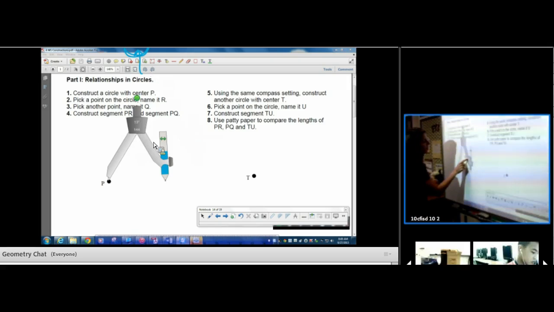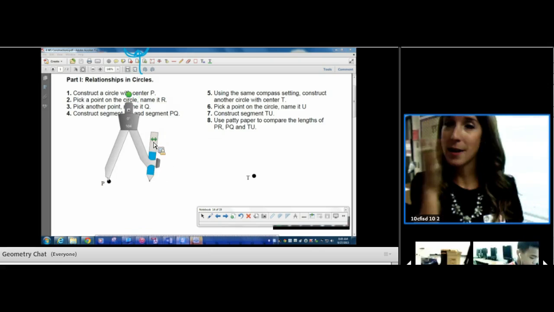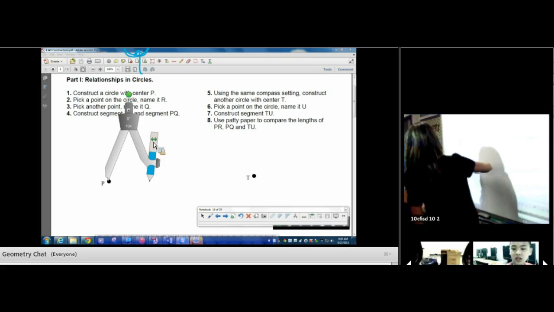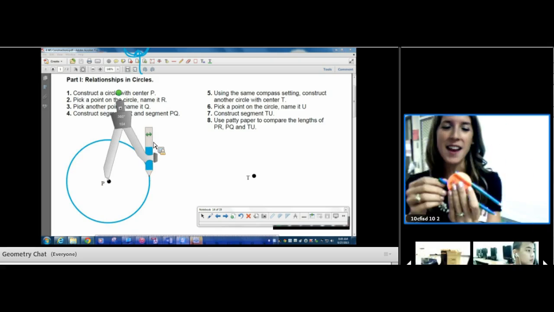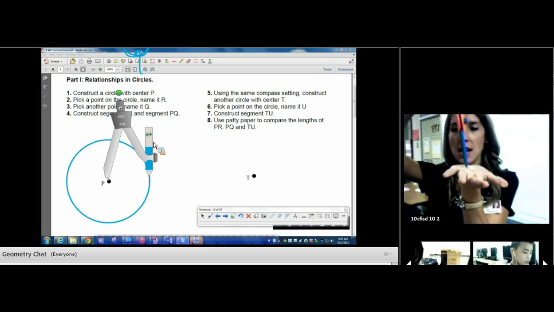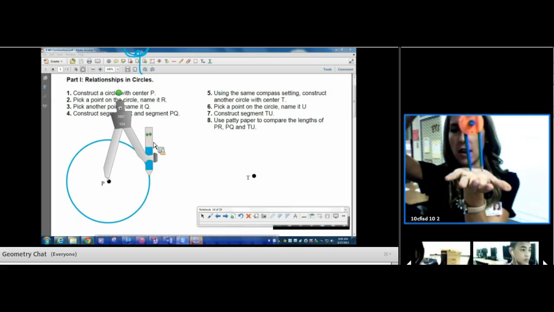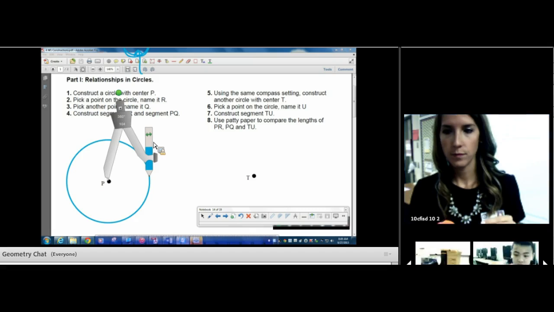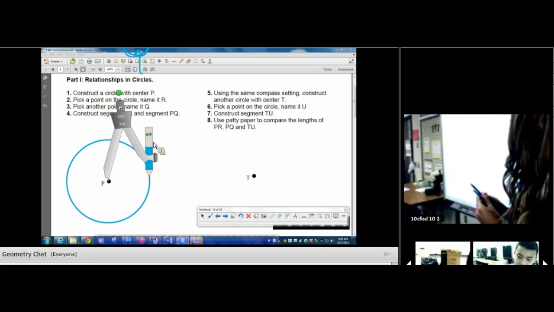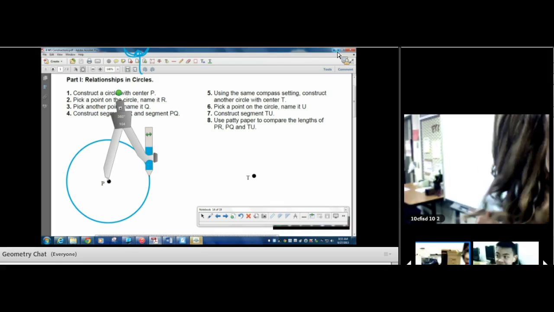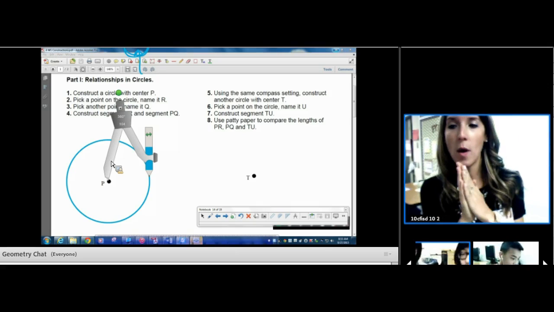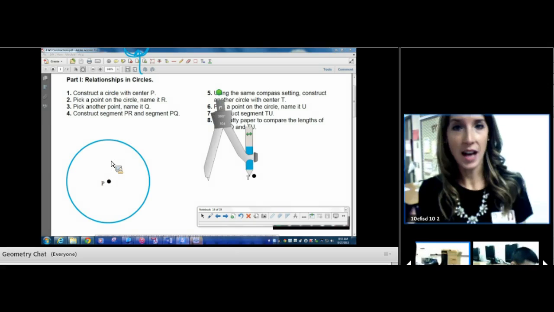I did not tell you how large to make the circle, so we all might have made different circles, but you would just move your compass around. I know it's so much easier to do on the computer, right? So you put pressure on the needle and you twist it with your finger. Your pencil should be touching the paper as it goes all the way around. We might all have constructed different circles, but for what we're trying to observe here, it doesn't matter what size our circle was.